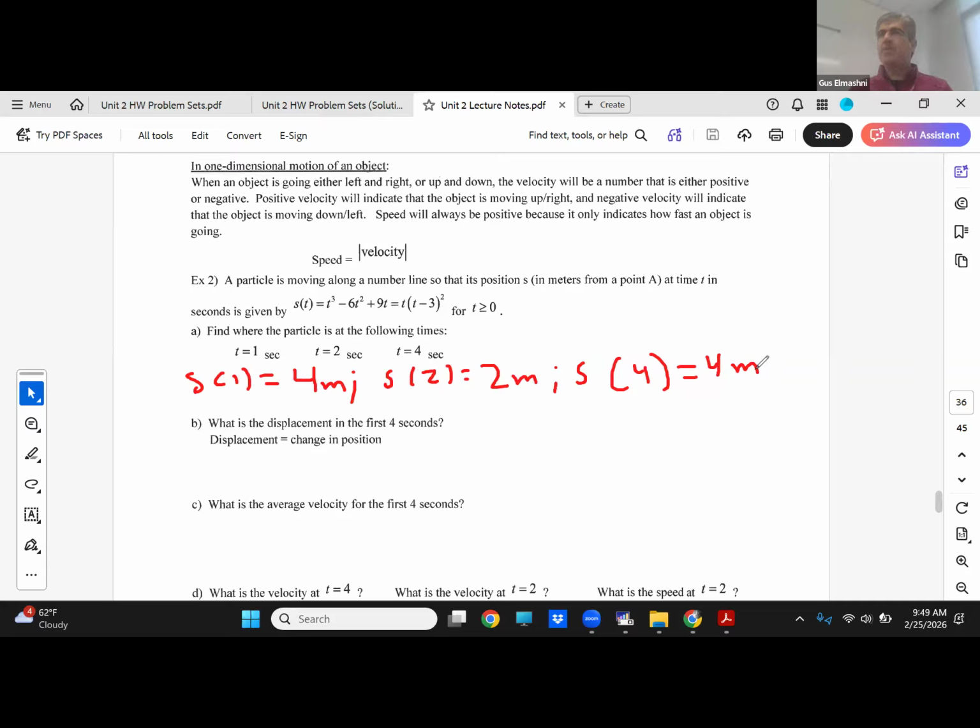Okay, displacement. Very simple concept. If something's being displaced, you're looking at how much it moved, right? The change in position. That's all it is. Displacement is change in position. So displacement is delta S, or in this case, I want S of 4 minus S of 0. What's the displacement here? It's 0 meters.